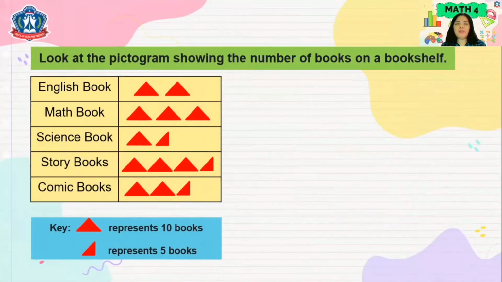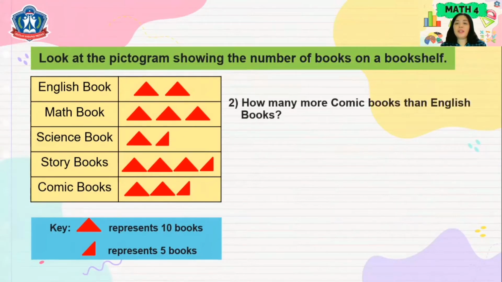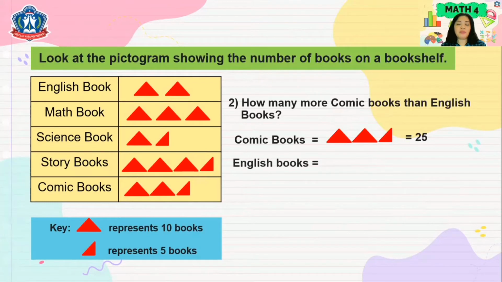Another question, the same pictograph. How many more comic books than English books? So how many comic books? We have 2 triangles and a half triangle. So that is equal to 25 books, or 25 comic books. For English books, we have 2 whole triangles and that is equal to 20.